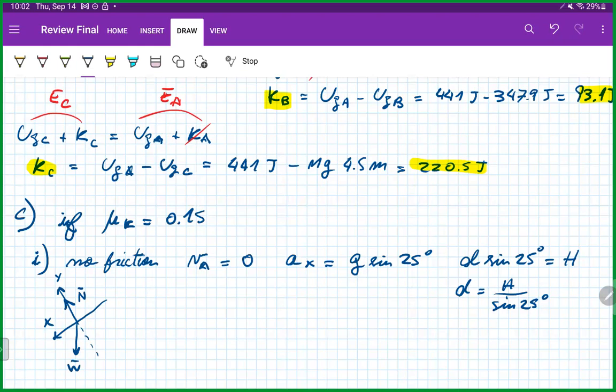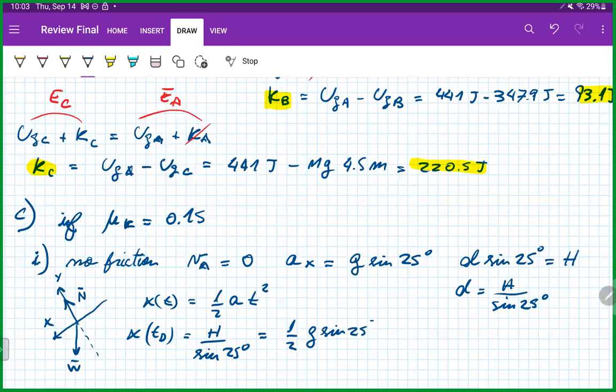So we can actually calculate the x of t, that in this case would be 1/2 of the acceleration t squared, right? Because we don't have any initial position, we don't have initial speed. And if we get that for the final t, let's call it t final, x at t final, when it reaches point D, the end of the ramp, that would be h over sine of 25, which is the distance that it's going through. And this is 1/2 g sine of 25 t squared.